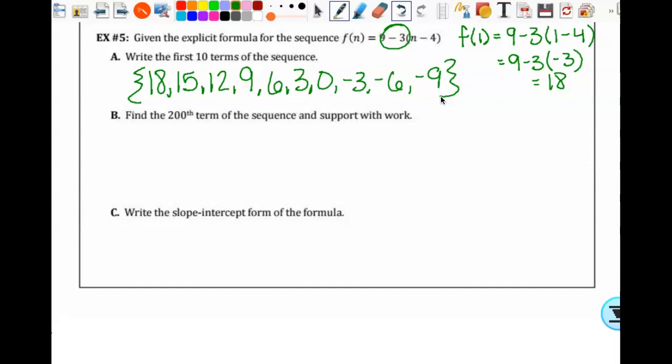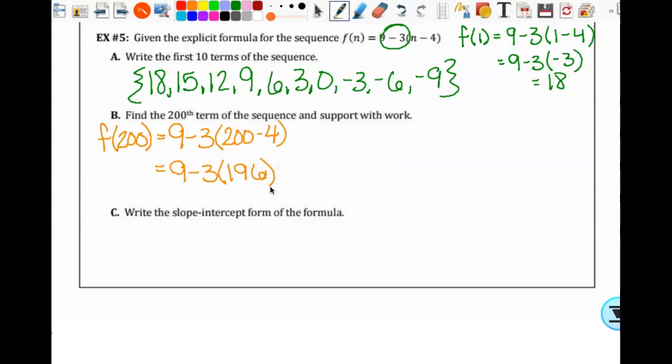What questions you got? All right. So then I want the 200th term. Do I want to keep writing these out? No. Tell me something you know about the 200th term before we even do it. It's going to be negative. All right. So f of 200 is equal to 9 minus 3 times 200 minus 4. Okay, so this gives me 9 minus 3 times 196.